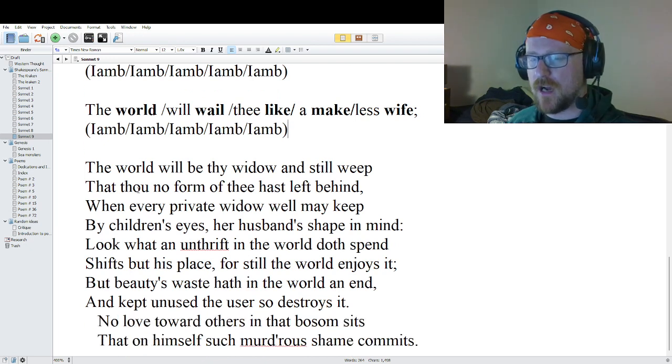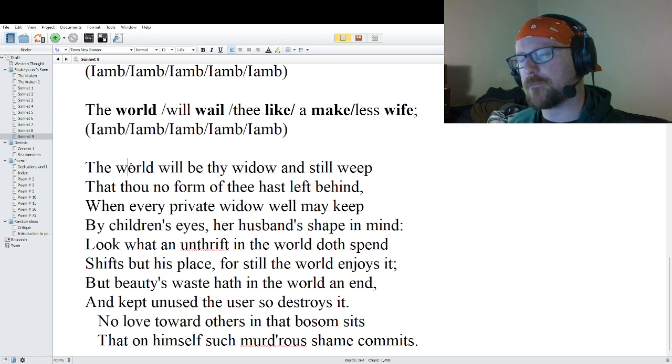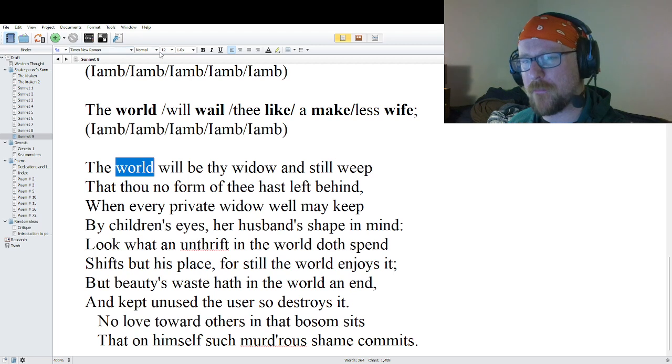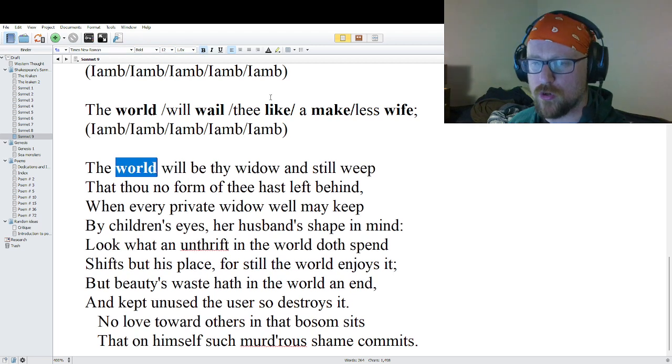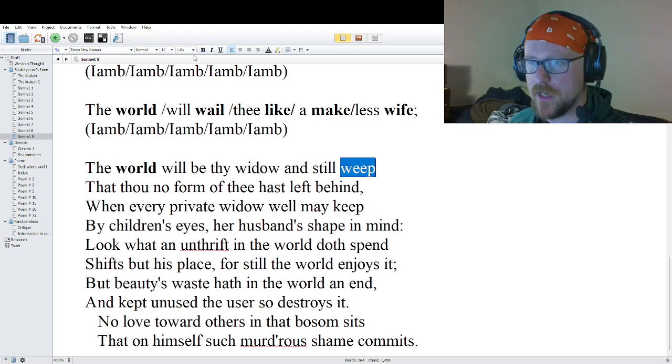So next line: the world would be thy widow and still weep. Right, this one has a little bit more. This one might have a little bit more things going on, but let's look at it. So step one, let's highlight all the important monosyllable words. We got world, right? That's a noun. We got weep.